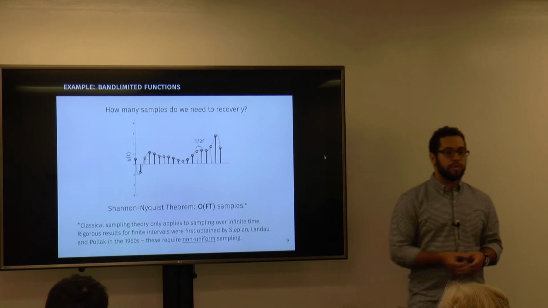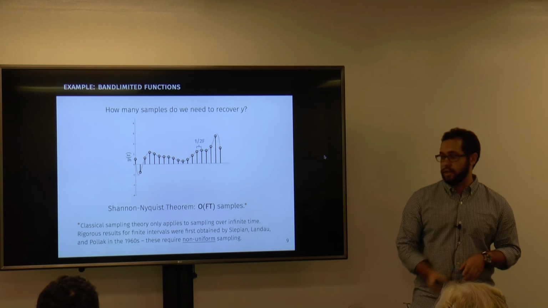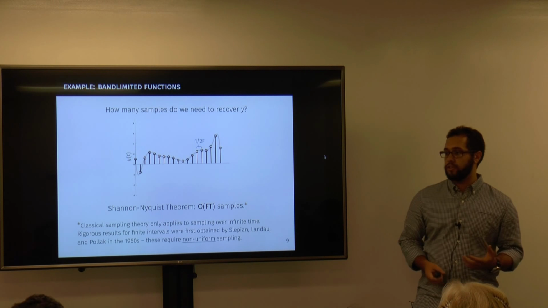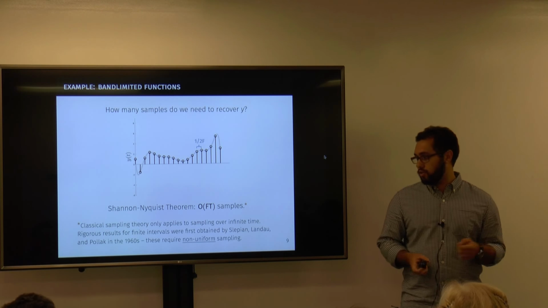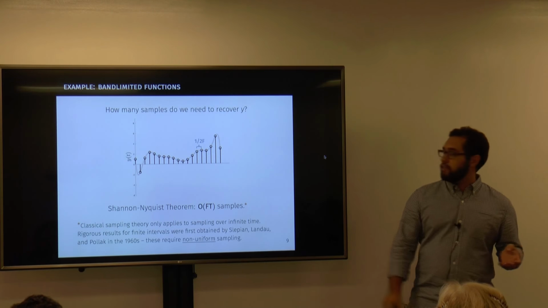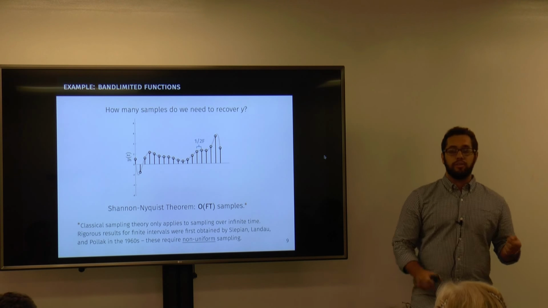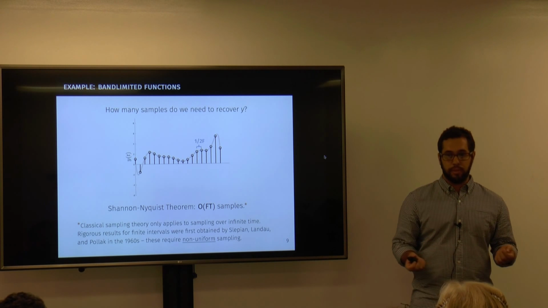This was first resolved in the classical work by Slepian, Landau, and Pollack in the 1960s, where they used these things called prolate spheroidal wave functions to figure out exactly how to interpolate band-limited signals on a fixed range. An important thing that we'll come back to later about that work is that it doesn't actually do uniform sampling to recover the signal. To provably get order f of t samples, you need to use a non-uniform sampling scheme.